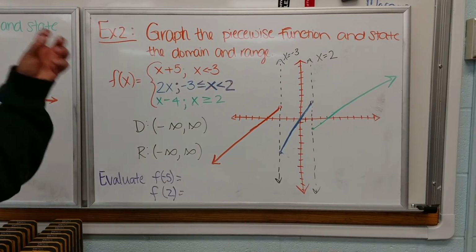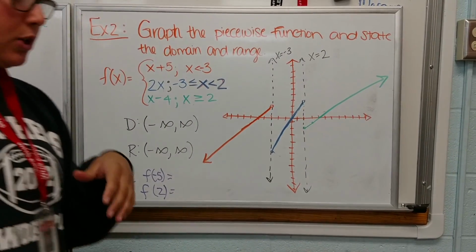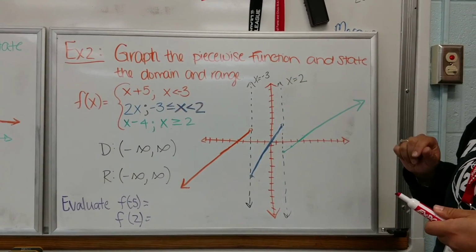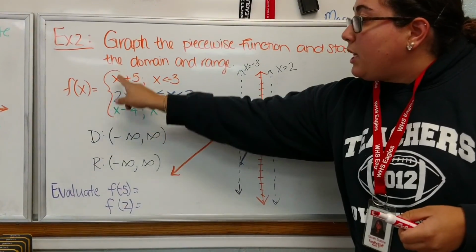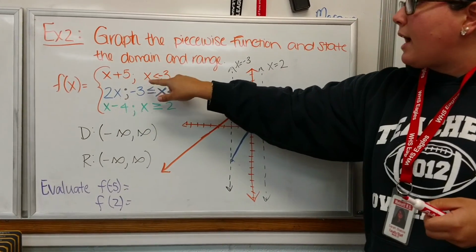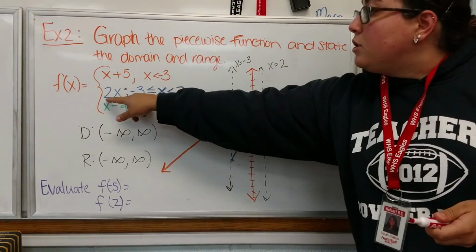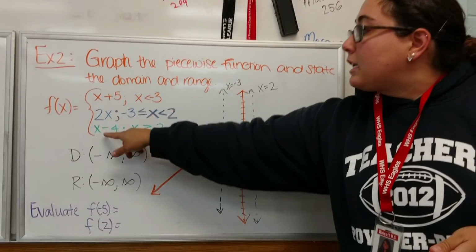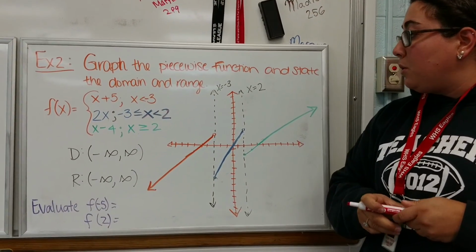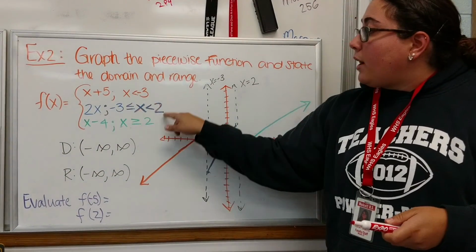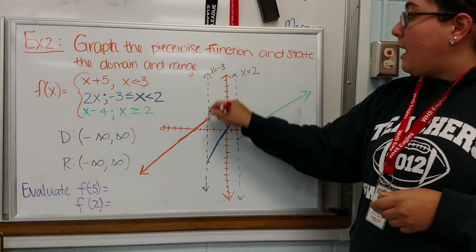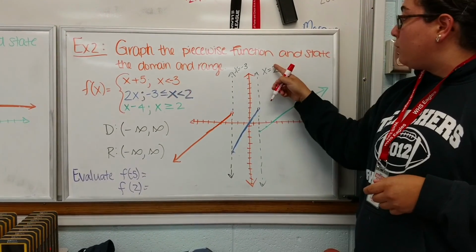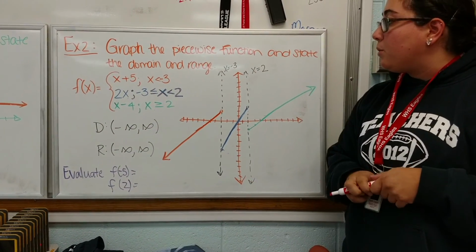Notice that there are 3 separate graphs to this one piecewise function. So you have to graph the piecewise function and state the domain and range. Here's my function notation. I have x plus 5 for x being less than negative 3, 2x when x is between negative 3 and 2, and x minus 4 when x is greater than or equal to 2. So right away I want to draw in my restrictions. So I have one at negative 3 because that's one of my domain restrictions, and another at 2.